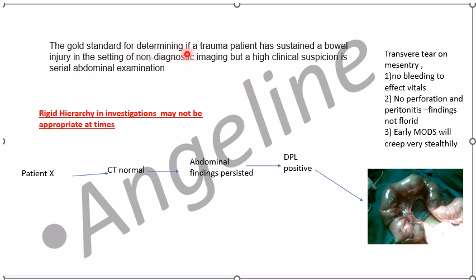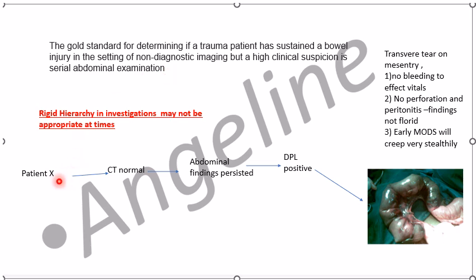The gold standard of determining if a trauma patient has sustained a bowel injury, in the setting of non-diagnostic imaging but a high clinical suspicion, is serial abdominal examination. Apart from your imaging, the one other very good weapon you have is to serially examine.